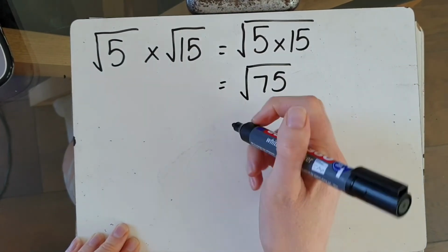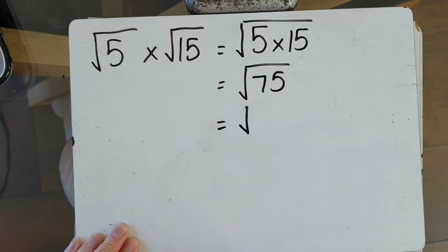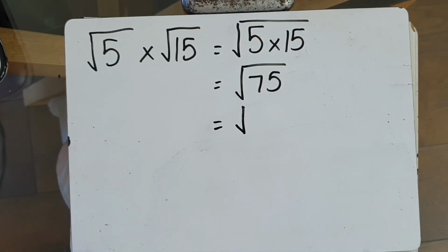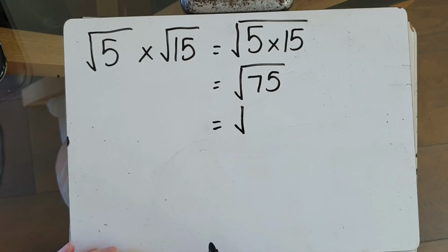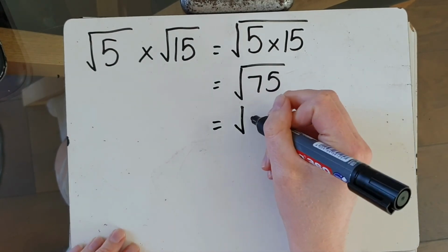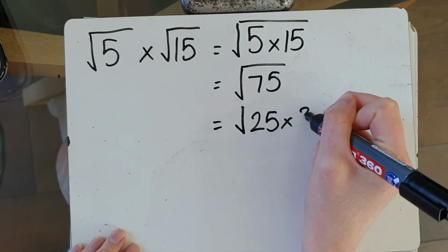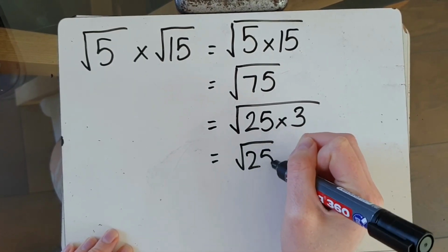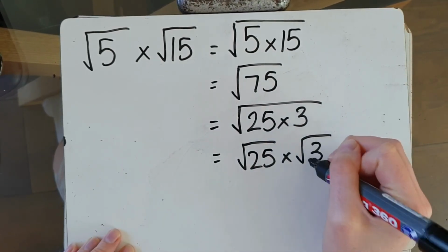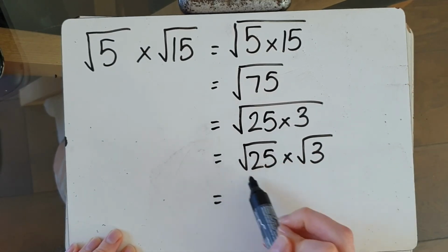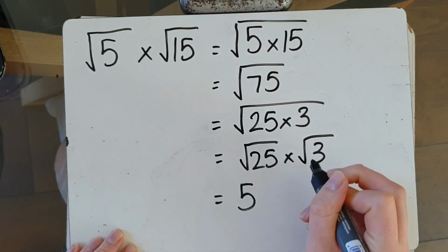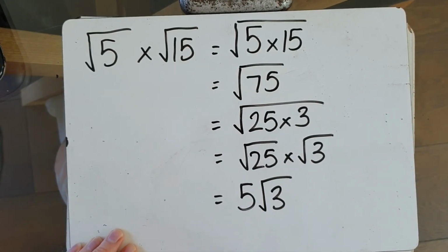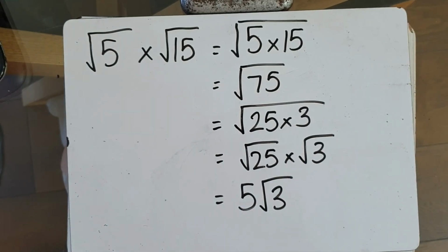And now we want to split this into 2 factors, where 1 is a square number. We want to find the highest square number that goes into 75. So 75 is 25 times 3. We can then split that out into root 25 times root 3. Square root of 25 is 5. Square root of 3 we can't simplify, so that is just root 3. So our answer there is 5 root 3.